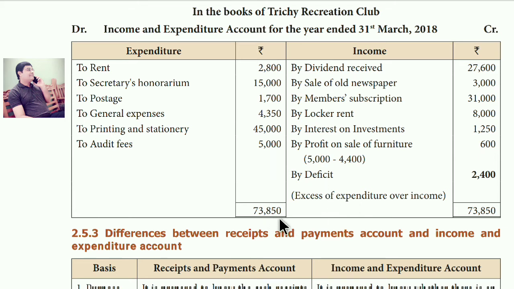Leave two lines here. Put the total line in the same line, 73,850. 73,850 minus all this amount, you will get 2,400. That is known as deficit. Deficit means loss because expenses are more than the income. So it is excess of expenditure over income.